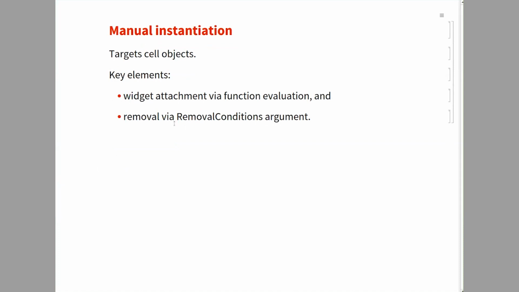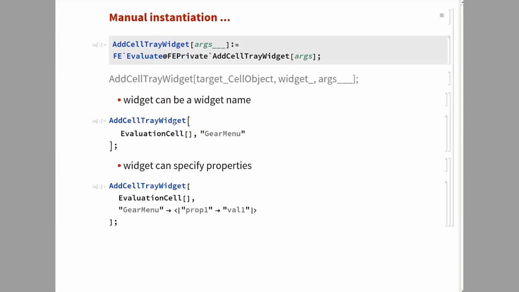And for the manual method, this is more like the attached cell interface. So it's more developer or user driven, where you evaluate a function to say attach this widget right now, and I want you to attach this particular element or this particular cell object. Right now, the function that does that is in the FE private context. So for this presentation, I'm just going to wrap it with a top level function. But if you were going to do this in practice, you would probably use FE evaluate for now, to run this private front end function in the front end evaluator.